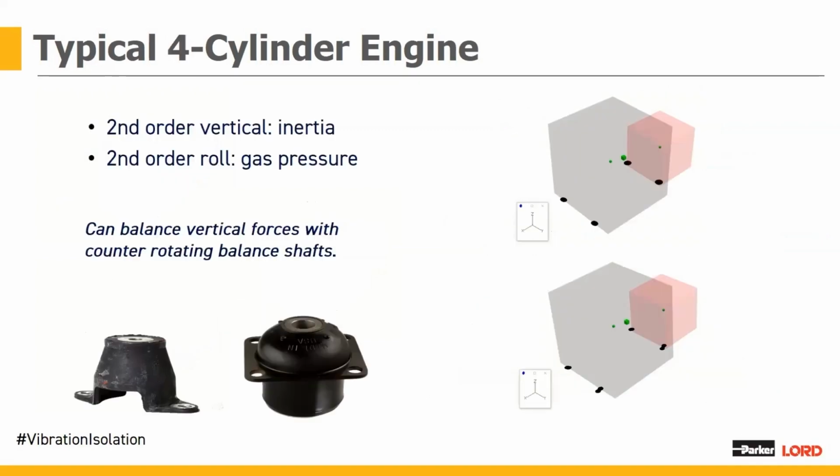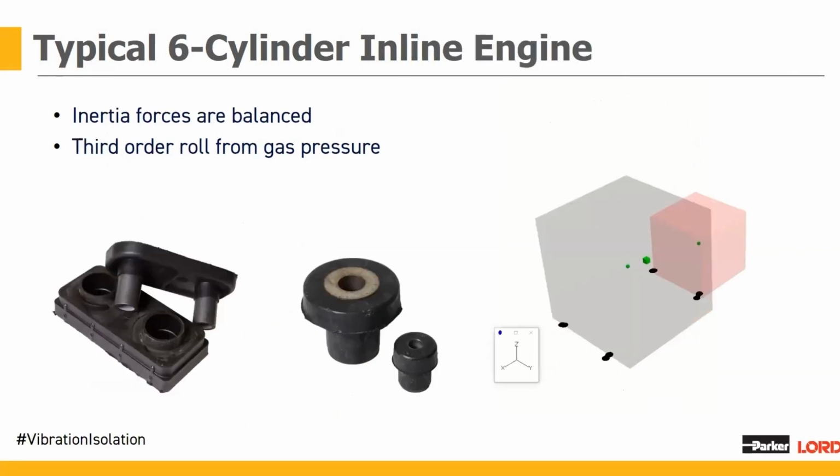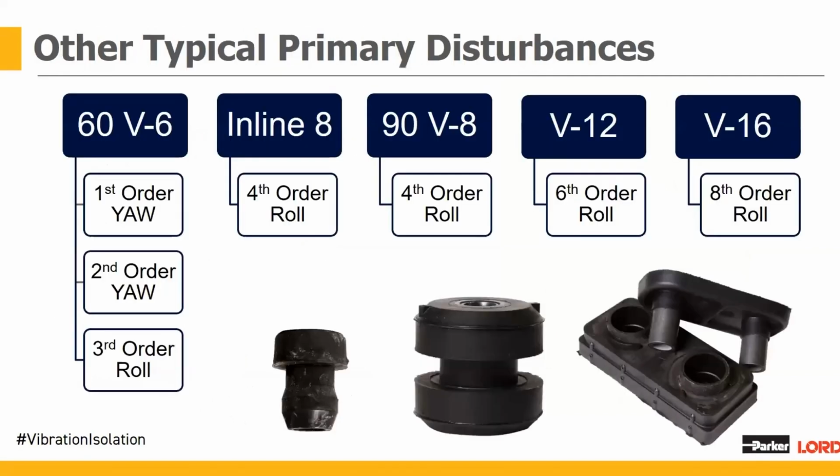This would be common for a typical 4-cylinder engine. These start to become a little bit more balanced. So we're looking at the second order vertical, which is inertia. And we'll also be looking at the disturbance mode from the second order roll. So again, this is a rotation about the x-axis. The third most common one is the 6-cylinder inline engine. These tend to be a little bit more balanced, but we wanted to make sure that we're taking into account the roll from the gas pressure. So this and the roll.